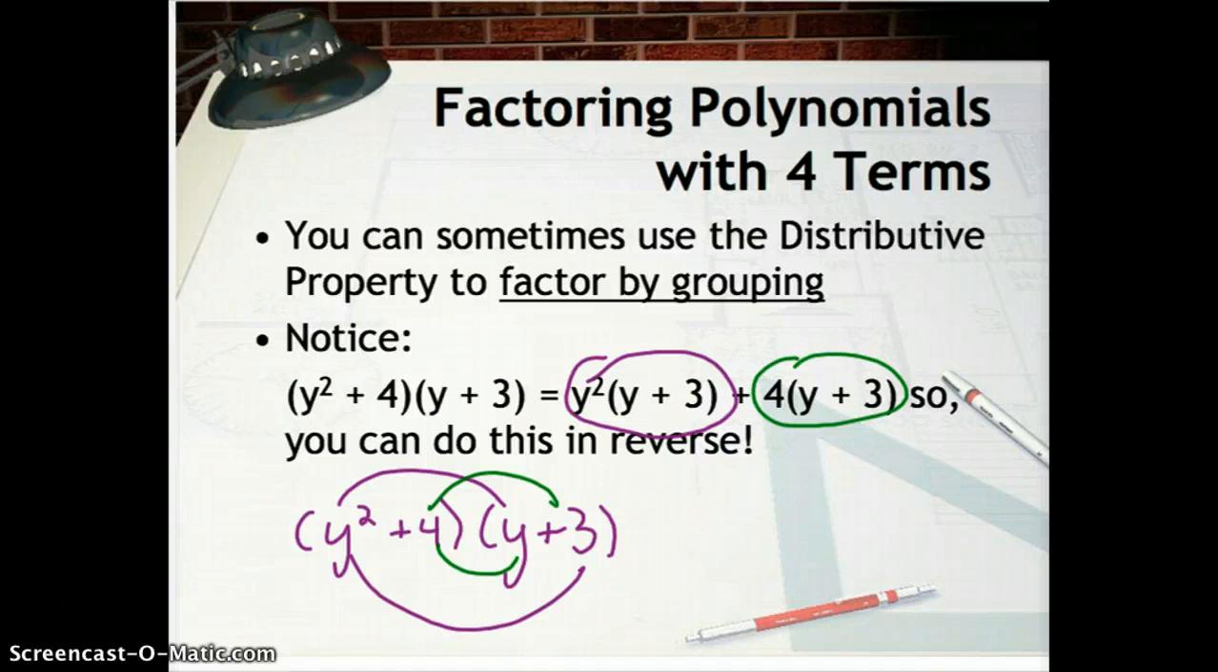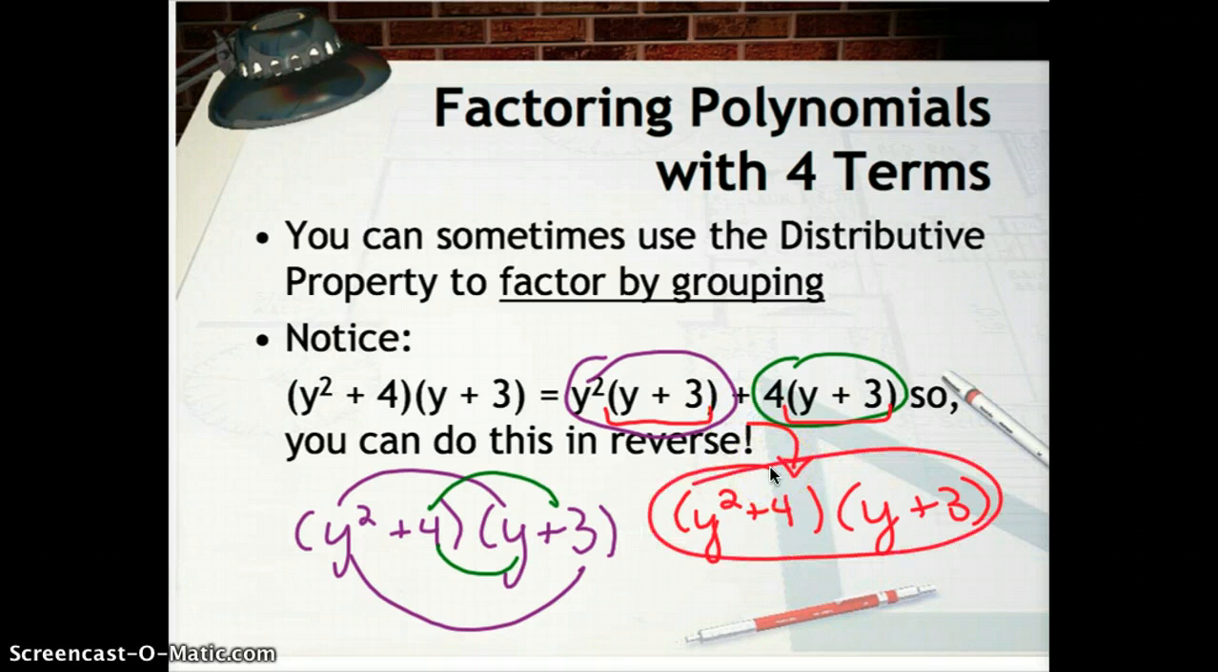So what I want you to think of is we can do this in reverse. If you notice, both of these have a y plus 3 in it. So y plus 3 is one of my factor pairs. And y squared got multiplied by both of that, and so did a positive 4. And so if we worked backwards from this, we could see that it equals the same thing as the factored form, y squared plus 4 times y plus 3.